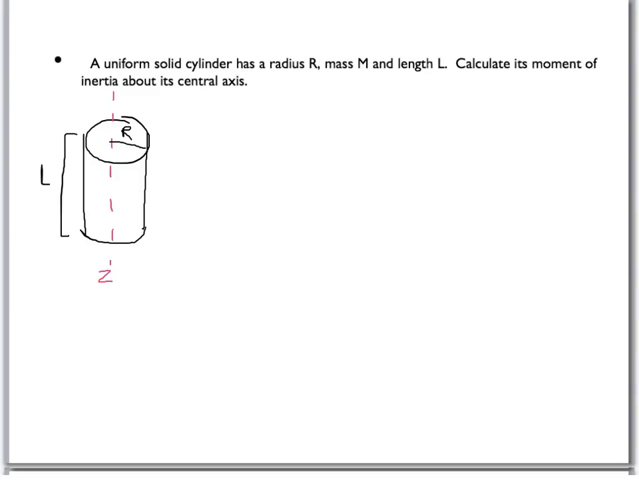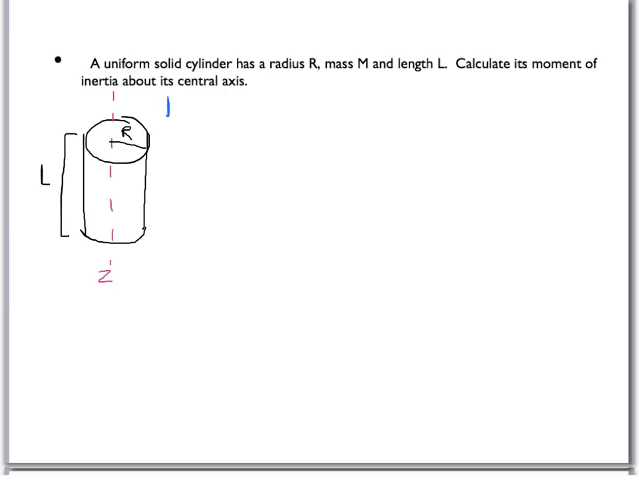Let's try an example where we're finding the moment of inertia using integrals. Here we have a uniform solid cylinder with radius capital R, mass capital M, and length capital L, and we want to find its moment of inertia about its central axis. So you'll see that I drew in the z-axis here. That's what we would be rotating around and finding the moment of inertia around.